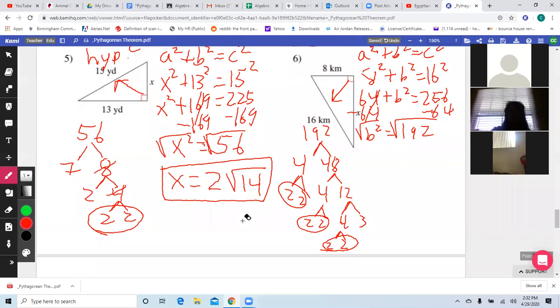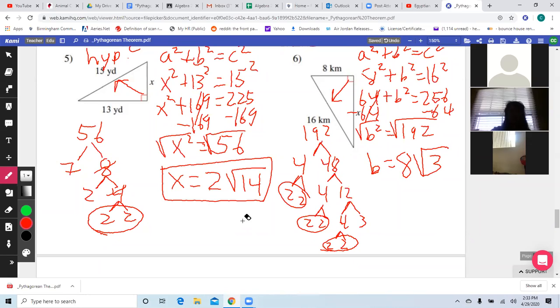So remember, if you circle more than one, I have to multiply all of these circles together. 2 times 2 times 2 is 8. And what I did not circle, which is the 3, goes on the inside. So in simple radical form, it's 8 radical 3.